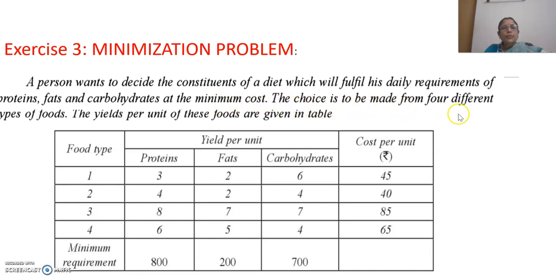And the choice is to be made from 4 different foodstuffs, and the yield per unit of these foods is given in the table. So, we can see here food types 1, 2, 3, 4 are given, and these are the requirements for the patient: protein, fat and carbohydrates. Their content in the food per unit is given, and the cost is given to us, and the minimum requirement of each of protein, fat and carbohydrate is given to us. So, please formulate this as a linear programming problem.